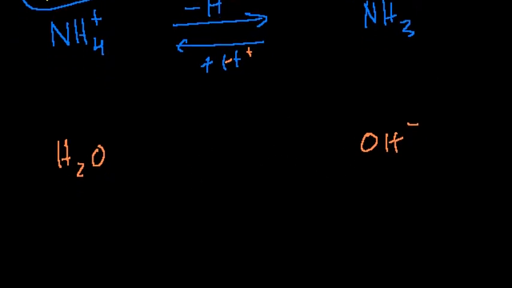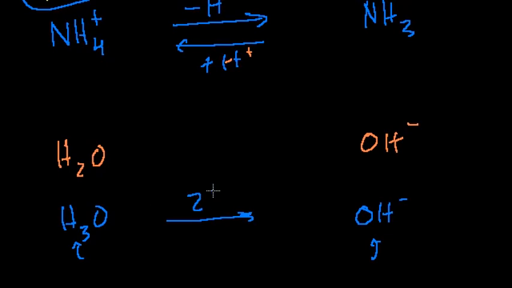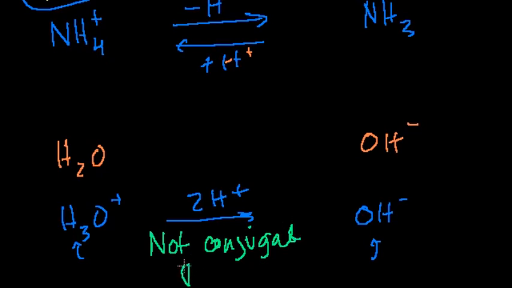Now, if I were to say H3O plus and OH minus, you might be tempted to say, hey, this is very acidic, this is a base, this is a conjugate pair. But no, there's a 2 proton difference. This is H3O plus. There's a 2 proton difference. So these are not conjugate pairs. Let me just cross that out.